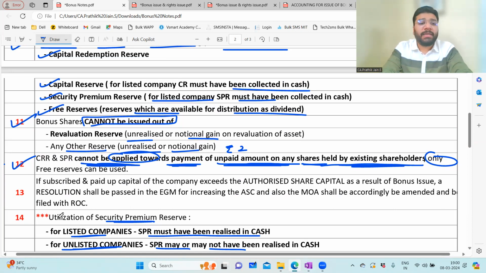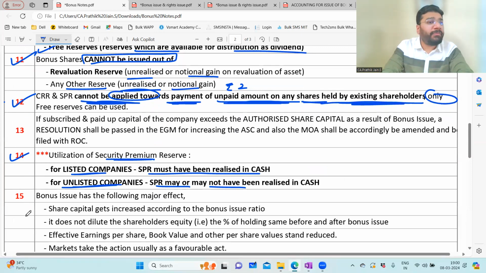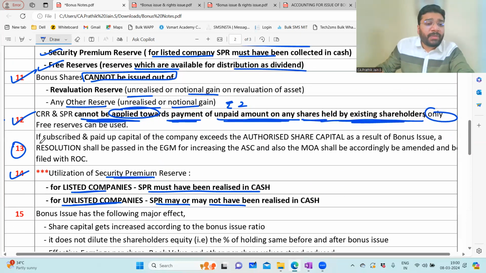Done? Now, a little bit of theory, guys. So we have completed 12 points and 14 point also is done. We're left with point number 13 and 15. So what does 13 say? If subscribed and paid up capital of the company exceeds the authorized capital.